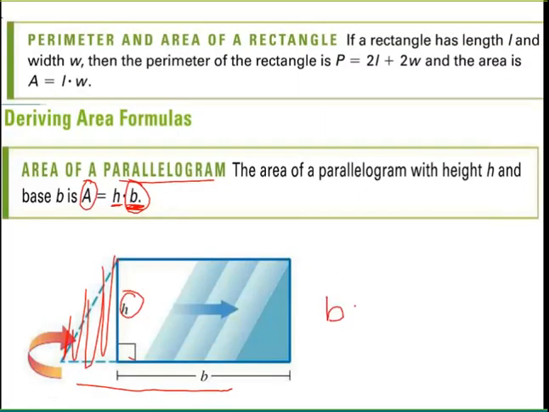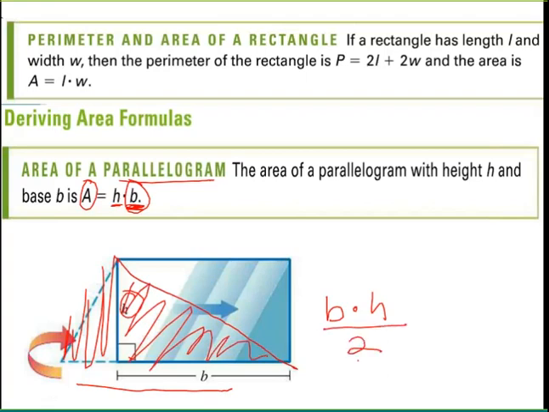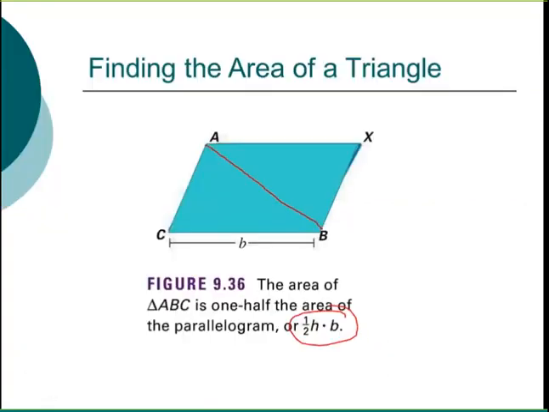So if I have base times height, that gives me this rectangle. If I cut that in half to get the area of this triangle, I basically just need to cut this in half, or divide it by 2. So I like to say it's base times height divided by 2, or you can say 1/2 base times height. Either way works just fine.